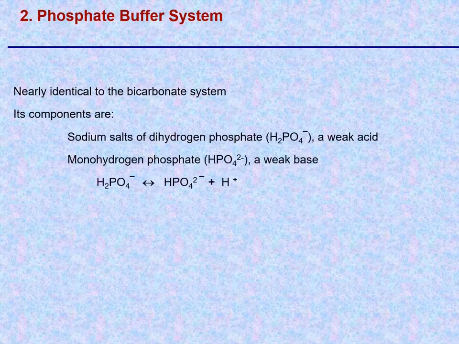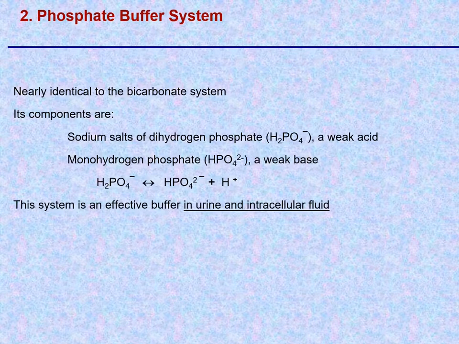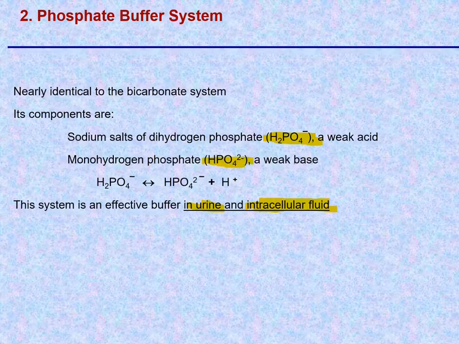The phosphate buffering system is important in intracellular fluids, also in the urine. So the phosphate buffering system is similar to the bicarbonate system in that you have a weak acid, which is dihydrogen phosphate, H2PO4-, and a weak base, which is monohydrogen phosphate. So you have dihydrogen phosphate or monohydrogen phosphate, and they can go back and forth depending on the situation.